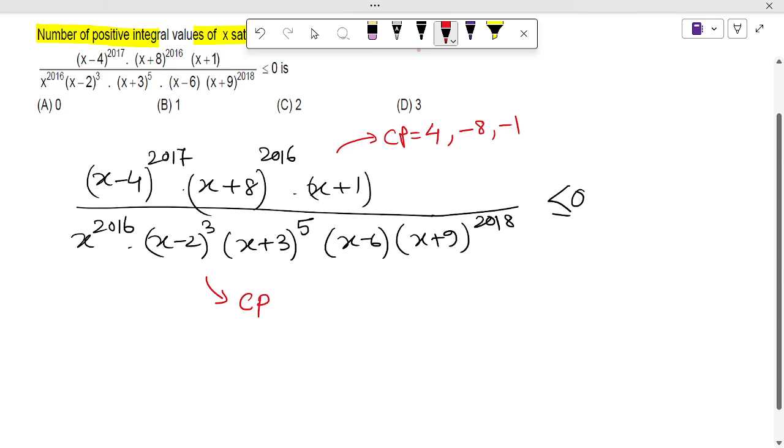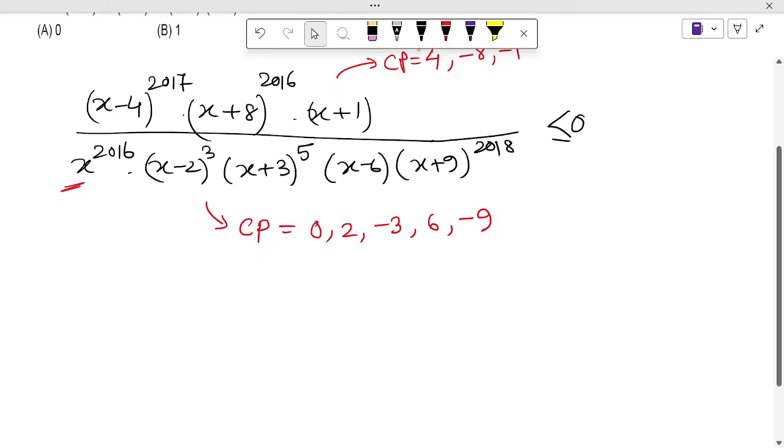Now the critical points from the denominator. The first one is 0, because at x equal to 0 the value is 0, so 0 is also a critical point. Then the next critical points will be 2, then minus 3, then 6, and then minus 9. These are the critical points that we got to solve this inequality. Now the next step is to plot all the critical points on a single number line.